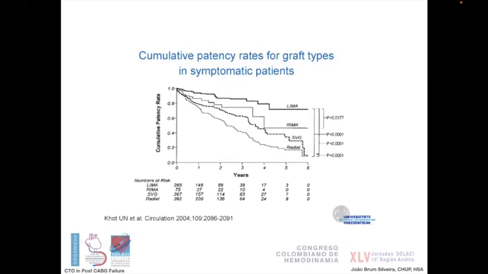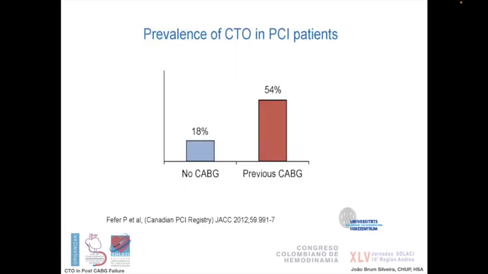Okay. This is what I told you. This is the cumulative patency of the graft in symptomatic patients. As you can see, the most important is the left internal mammary artery to the LAD. This is the passport for life. On the other side, you can also have the saphenous vein graft and the radial.